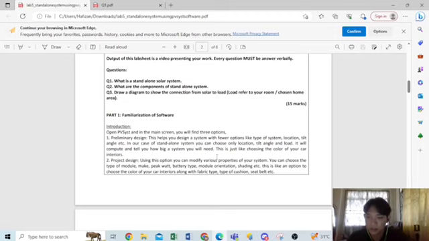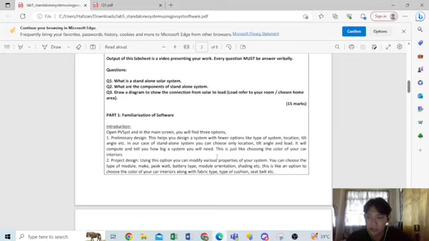A standalone system is a power generation system that is not connected to the electrical grid. It contains a solar panel, batteries, a charge controller, and an inverter. The solar panel converts sunlight into DC electricity, which is then stored in the battery. The charge controller regulates the charging and discharging of the batteries to ensure that they are not overcharged or drained.